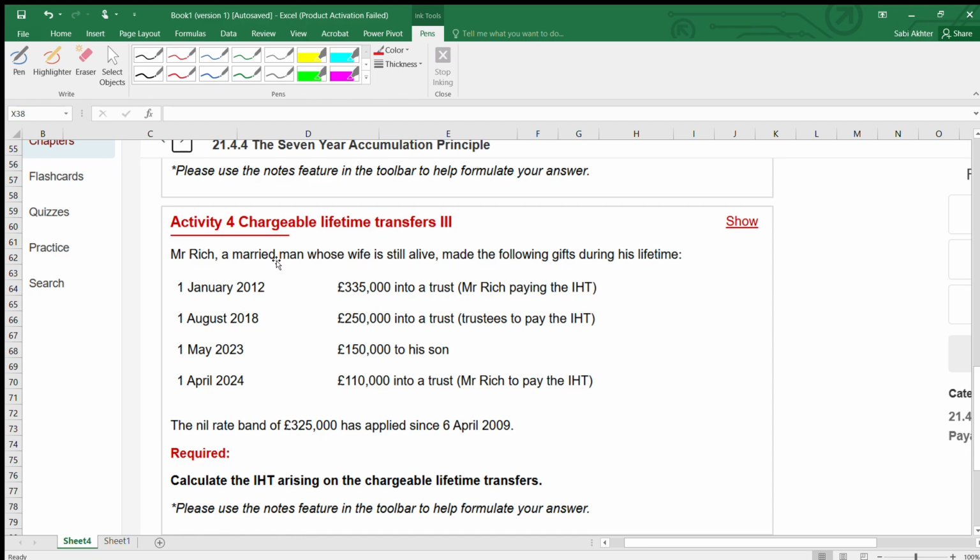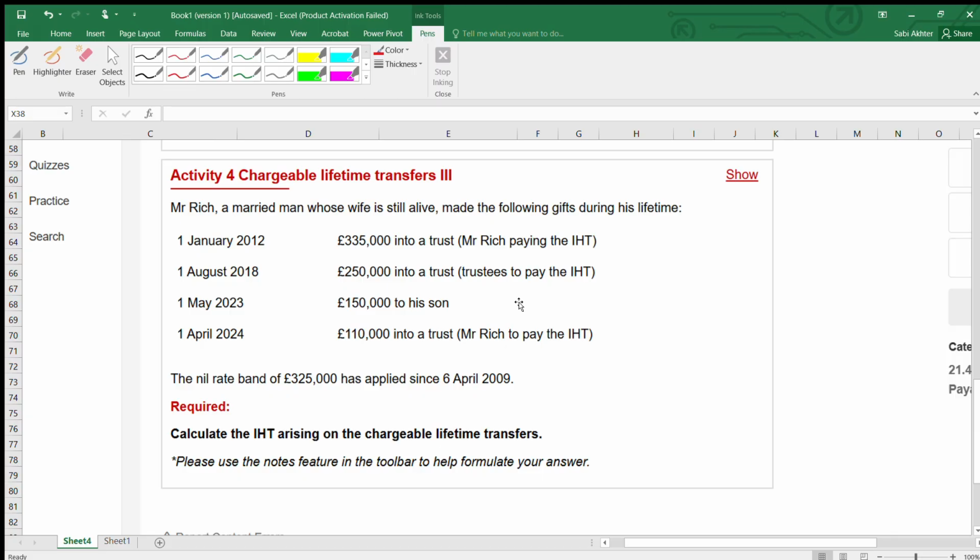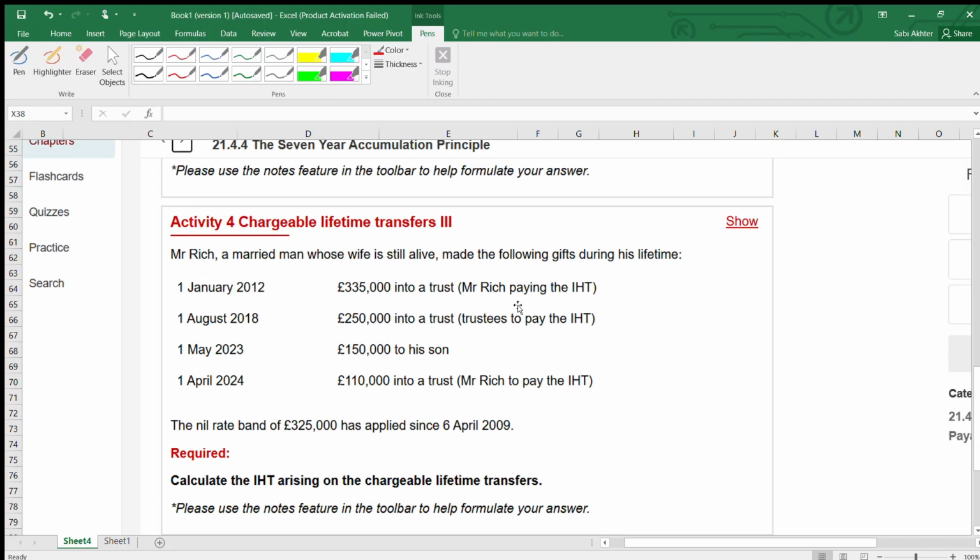And they did not say anything about death. So we'll assume PET is not chargeable, but we have to calculate PET and it will utilize the annual exempt, but it will not have an impact on the nil rate band. So let us do activity 4.